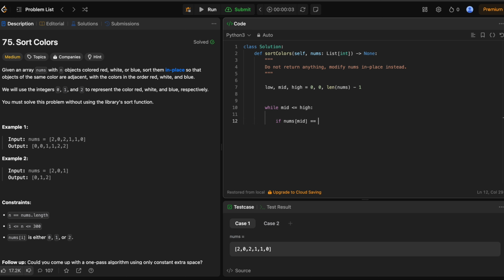So we have 3 cases. If it's equal to 0, we swap nums of mid and nums of low. So nums mid and nums low are assigned to nums low and nums mid. This is just how we swap in Python, nice and simple. Then we have to increment them both, so we do low plus equals 1 and mid plus equals 1.